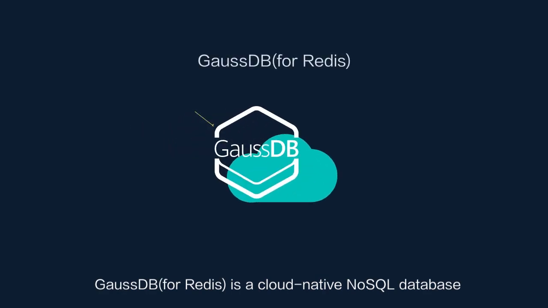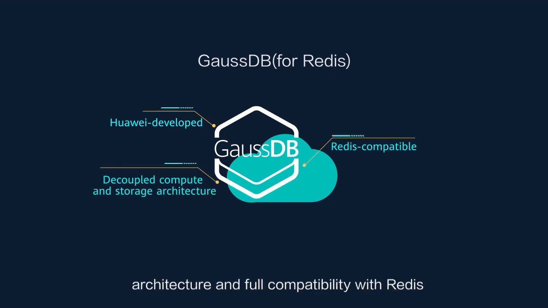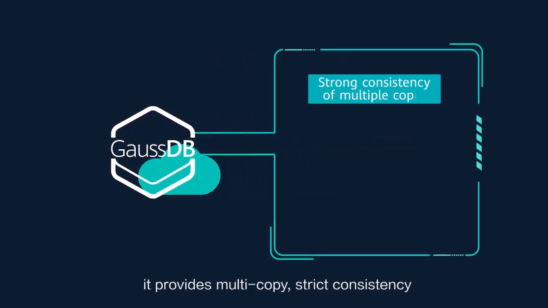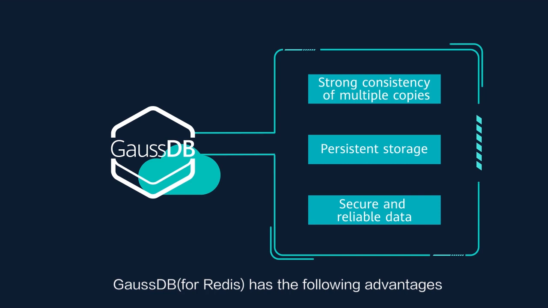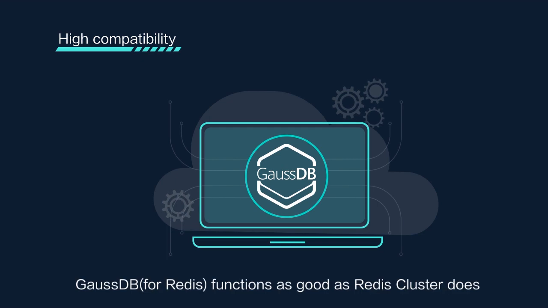GaussDB for Redis is a cloud-native NoSQL database with the decoupled compute and storage architecture and full compatibility with Redis. To ensure data security and reliability, it provides multi-copy, strict consistency based on a shared storage pool. GaussDB for Redis has the following advantages: high compatibility.